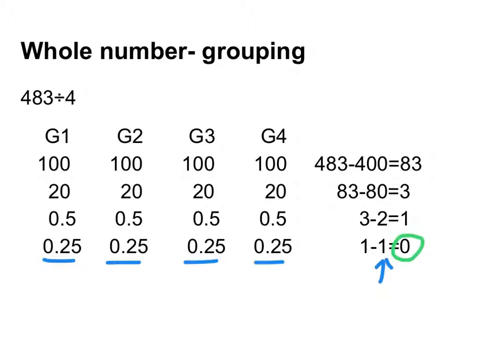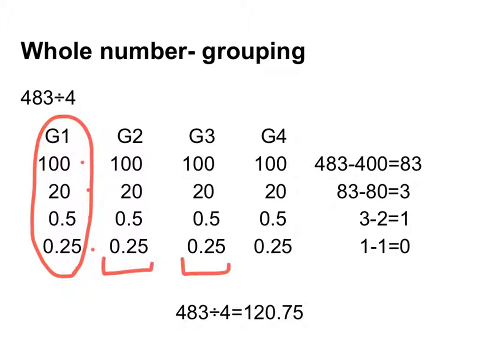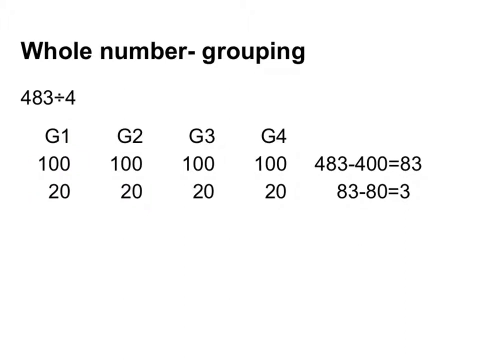So then what's my answer? With grouping, we look at how much is in every group. So group 1 has 100, 20, 0.5, and 0.25. Adding those together, that's 120 and 75 hundredths. And notice each group has exactly the same amount. That's a really important part of division: when you break these up into groups, every group is exactly the same size.